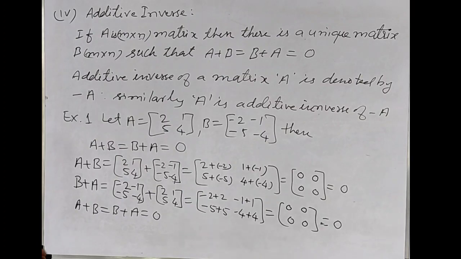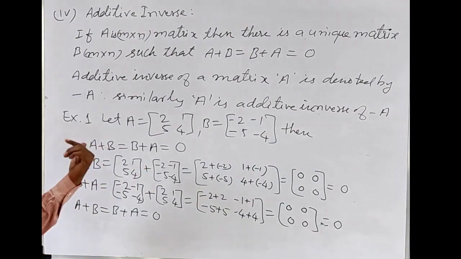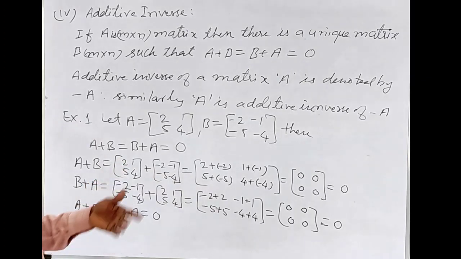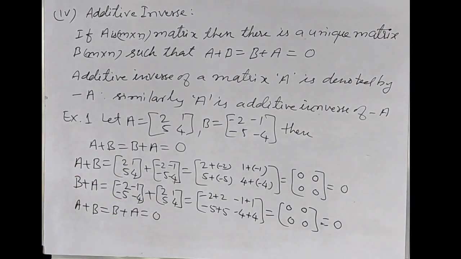Therefore, B is called inverse of A. In the same way, A matrix is called inverse of B. Matrix A is inverse to B matrix, whereas B matrix is inverse to A matrix.